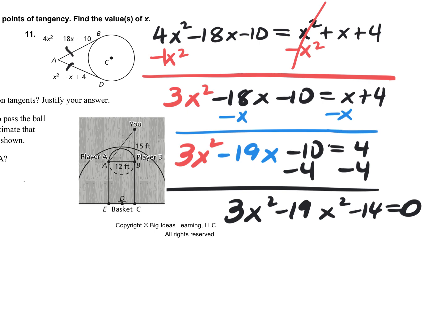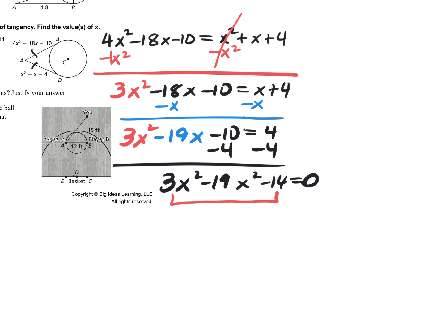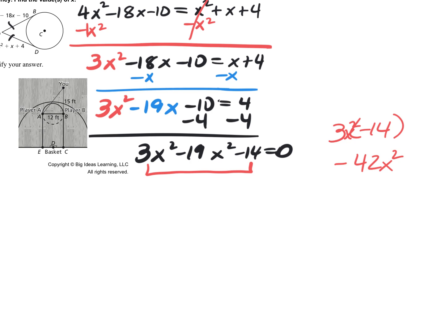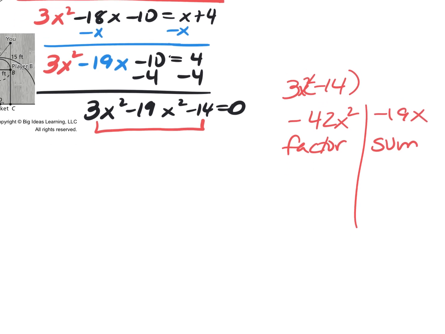Now, I have a trinomial that I need to factor. So you can either guess and test, but I'm going to do grouping. So I'm going to multiply the beginning and the end. So I am looking for 3 times negative 14 gives me negative 42x squared. So I'm looking for the factors of that will sum to give me the negative 19x.